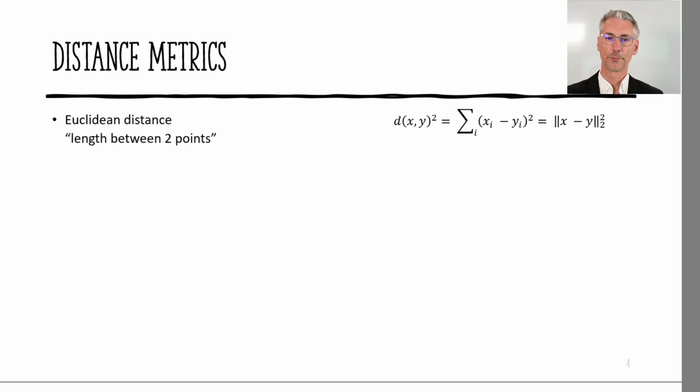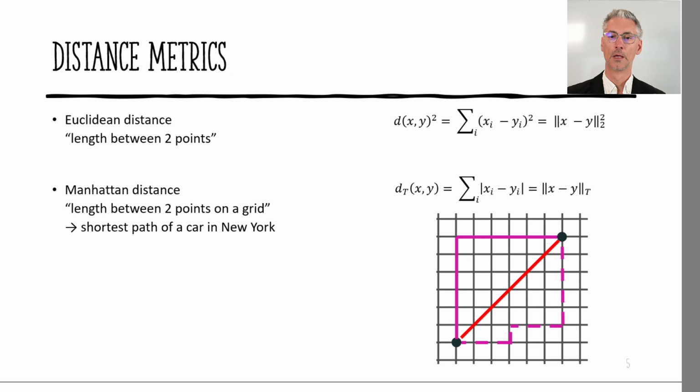The simplest one we typically use is the Euclidean distance, essentially the length between 2 points. It's essentially the L2 norm, or the squared difference between all the coordinates of the points. We could also have the Manhattan distance. Here, think of New York, which is where it got its name from. In Manhattan, it's the length between 2 points, but we don't go as the crow flies, as we might say, we need to move on a grid.